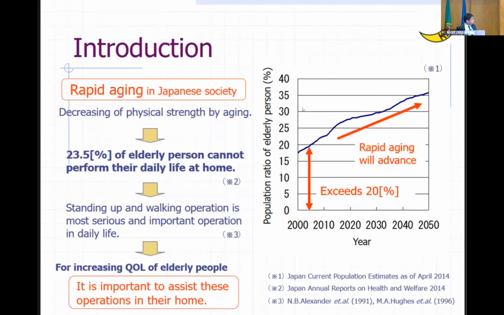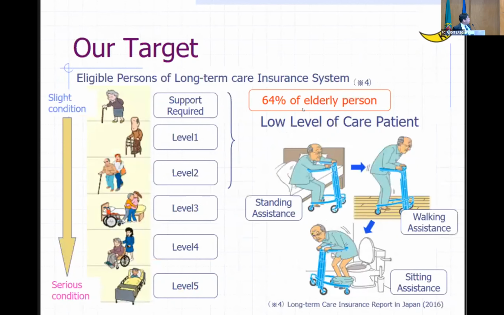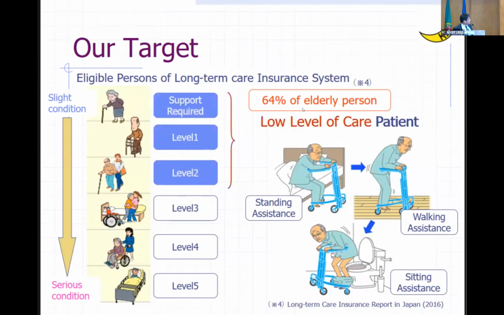Standing and walking are the most serious and important operations in daily life at home. To increase the quality of life of elderly people, it is important to assist this operation at home. In Japan, the elderly care level is categorized into 6 categories, 1 to 6, and these are slight conditions. These categorized elderly persons require standing assistance, walking assistance, and sitting assistance.